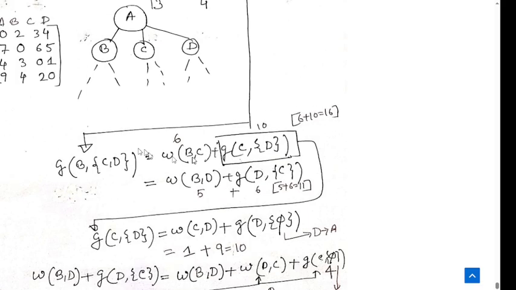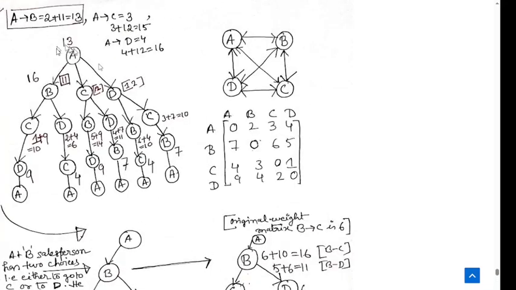And W(B, C) is already given as 6. So 10 plus 6 is equal to 16. That means these calculations we have already done here give 16. Okay.